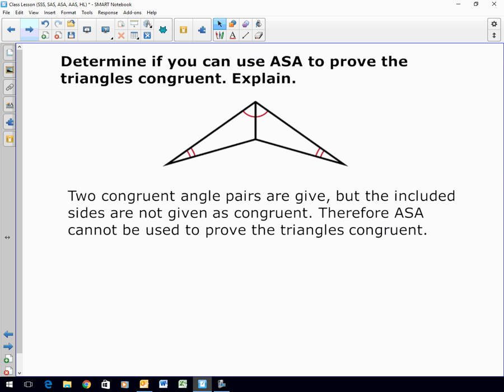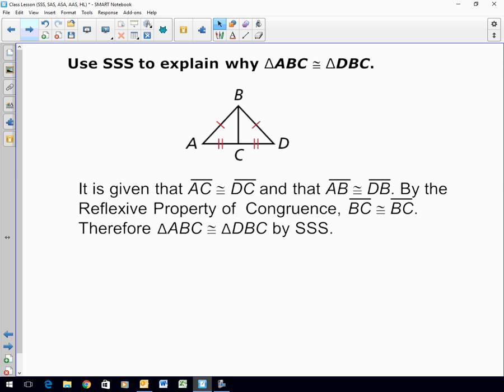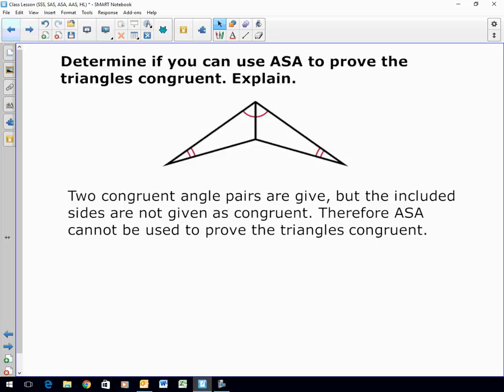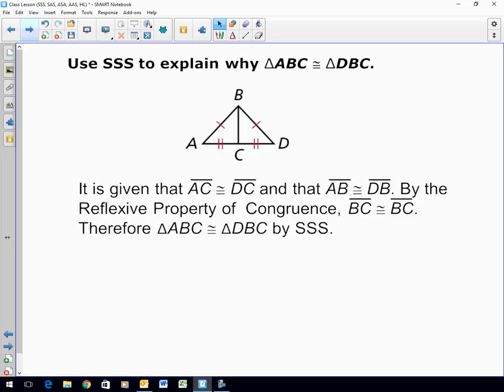Let's move on a little bit. Okay. Check this out, guys. This is kind of the work we're going to be doing today. Use side to explain why triangle ABC is congruent to triangle DBC. Watch how we work this. It's called triangle proof. Okay? This is what they write down here is the thinking you should have. So here's what you should think.